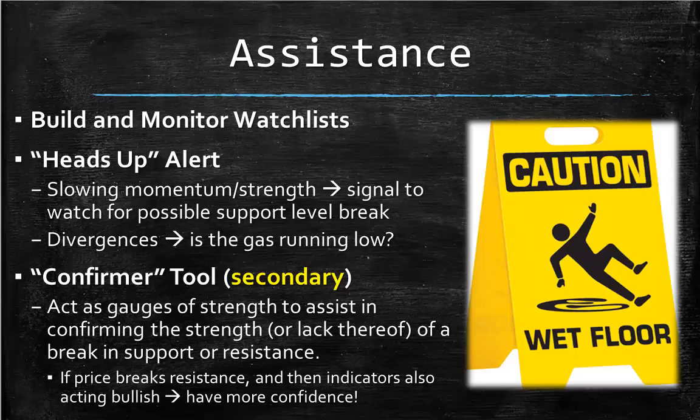Acting as a confirmer tool, which is definitely secondary. Secondary to what? What are the king indicators? Price action and volume of shares. But as a confirmer tool, it can act as a gauge of strength to assist in confirming the strength or lack thereof of a break in support or resistance. So in other words, if price breaks resistance and then indicators are all acting bullish, you can have more confidence in that break. As far as gauges of strength, they do a very good job of saying, hey, this move looks strong, or the move happened, but I don't know, it's not as strong of a break as you'd ideally like to see. So a good little secondary confirmer tool.